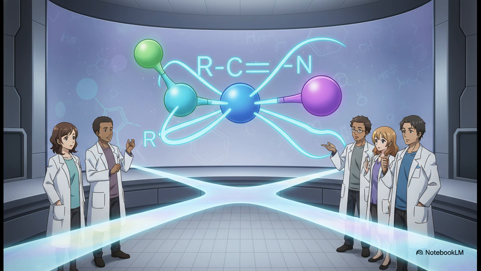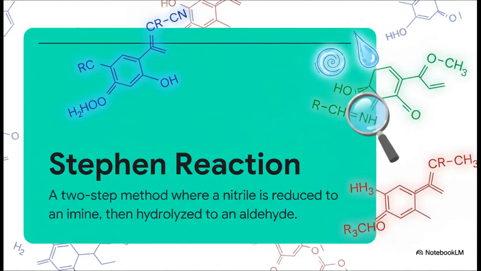These compounds, with that funky carbon-nitrogen triple bond, are another fantastic launch pad for making aldehydes. And we've actually got a couple of ways to do it. The first route is called the Stephen reaction. You can think of it as a 2-step dance. First, you reduce the nitrile down to an intermediate called an imine. Then, you just add water to hydrolyze that imine, and it turns right into your aldehyde.